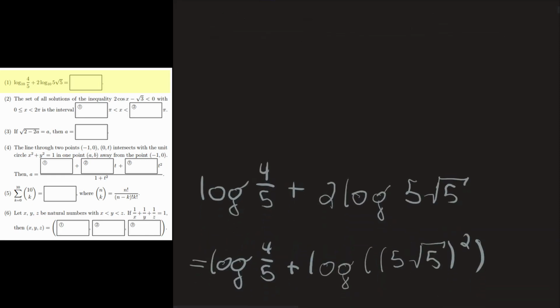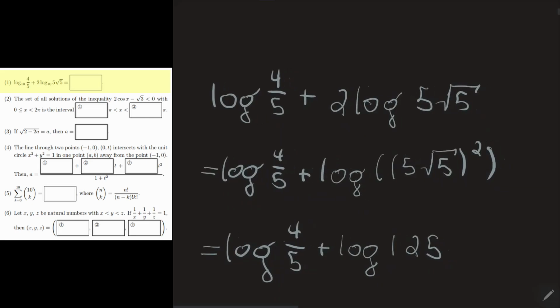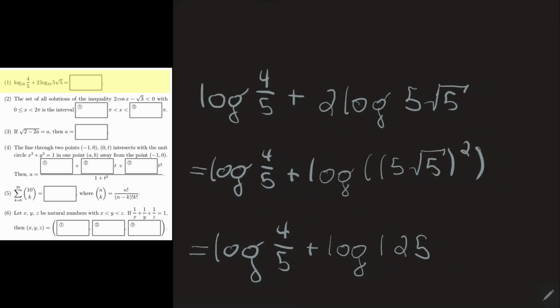So to start, let's use a power rule to move this 2 right here into an exponent. So this becomes log of 5 times the square root of 5 to the power of 2. And so by raising it to the power of 2, we get rid of the square root, and that just becomes log of 125. Also, all of these are log base 10, which is what the question gives. I'm just not writing it to save time.